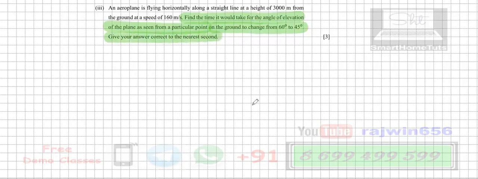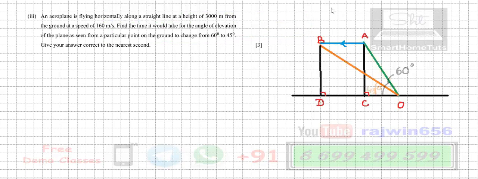Okay, first of all, I'm going to draw the diagram for this and then I'll explain the diagram and then we'll see what we have to do. Okay, as per the question that is given to us, I've drawn the diagram. See, O is the point of observation from which the aeroplane is observed.